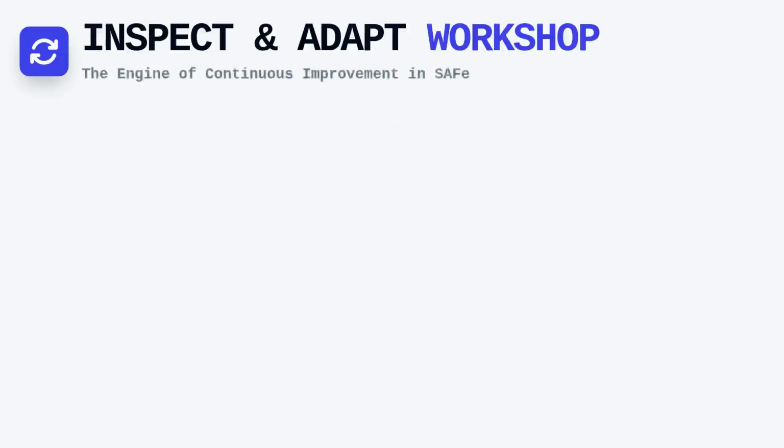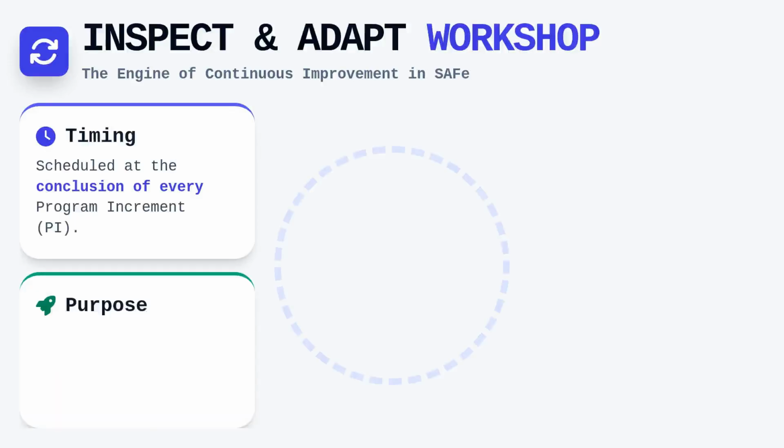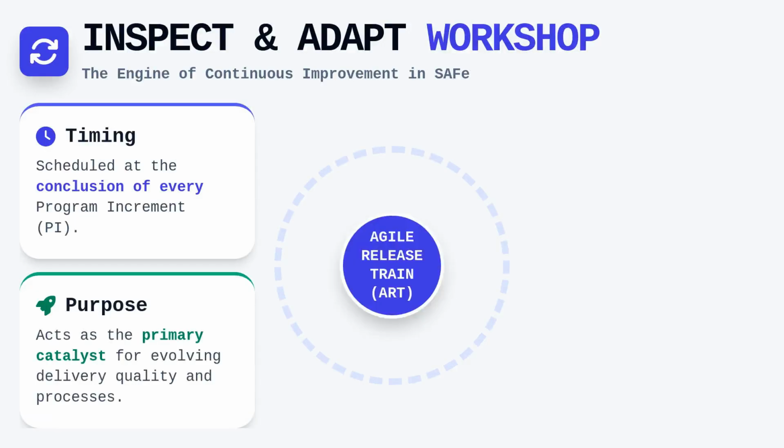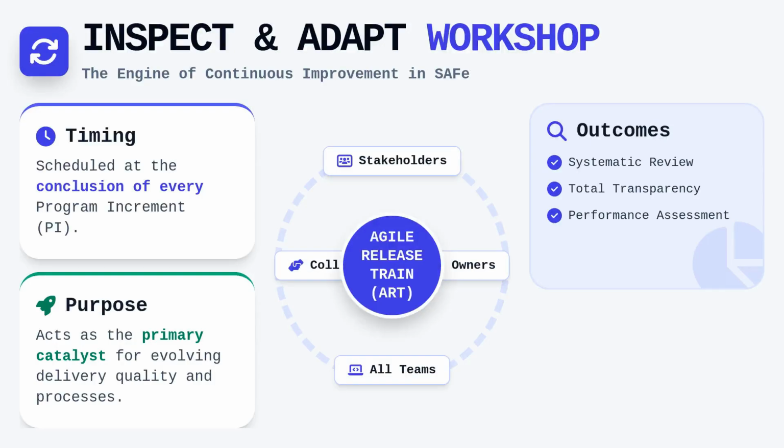The Inspect and Adapt workshop stands as the cornerstone of the Scaled Agile Framework's commitment to continuous improvement. It occurs at the end of every program increment, providing a dedicated space for the Agile Release Train to reflect on its performance. By systematically reviewing outcomes, the entire train, including stakeholders, business owners, and all participating teams, gathers to assess the reality of their achievements.